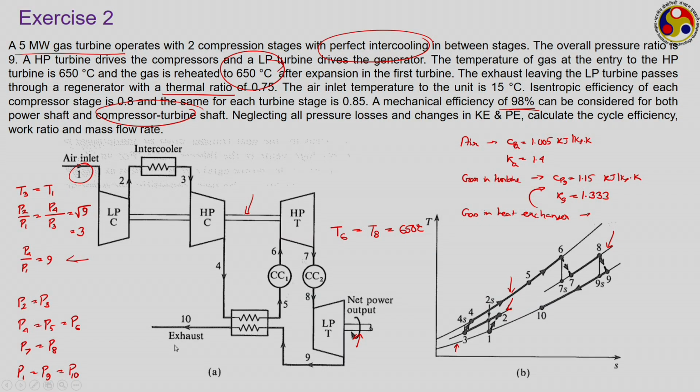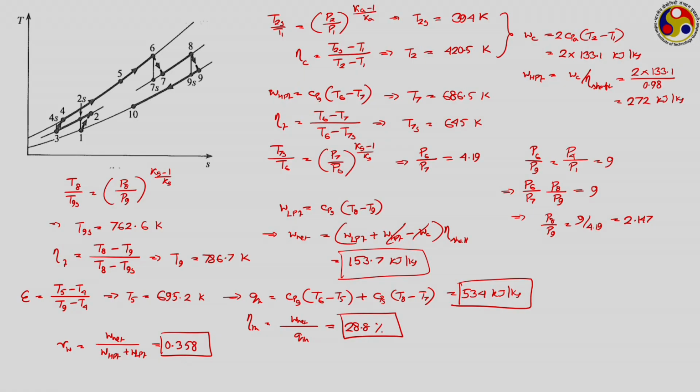Now, how to get the mass flow rate? This is the information that we have to make use of. 5 megawatt is the net output that we are getting from the gas turbine plant, and this is the net work output given in kilojoule per kg. That is, for 1 kg per second of flow rate, we are getting 153.7 kilowatt of power output, and the total output from this plant is 5 megawatt.